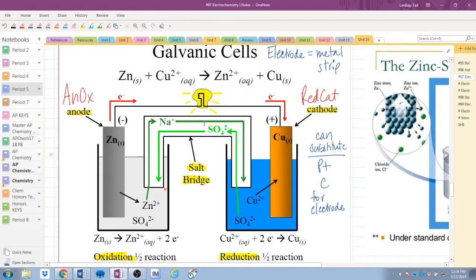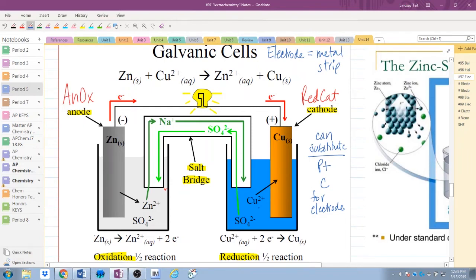So when does the battery die? The battery dies when one of your reactants is gone. It's like a limiting reactant question. Yes? So either when my solid zinc is gone, this entire metal strip is gone and basically dissolved, if you will, or I run out of copper 2+ ions, right? When one of those is gone, that's when your battery is dead because there will be no more electron flow.